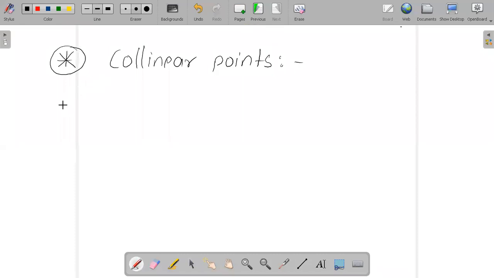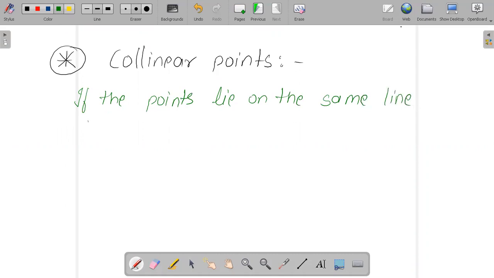Okay. So when will points be collinear? I'll just write the definition. If the points lie on the same line, then they are called collinear. If the points lie on the same line, then the points are called collinear points.